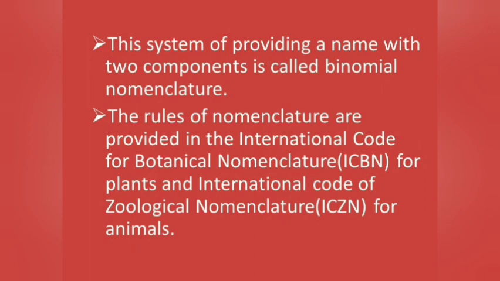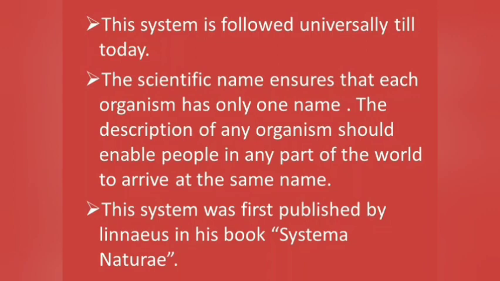The rules of nomenclature are provided in the International Code for Botanical Nomenclature (ICBN) for plants and International Code of Zoological Nomenclature (ICZN) for animals. This system is followed universally till today. The scientific name ensures that each organism has only one name. The description of any organism should enable people in any part of the world to arrive at the same name. This system was first published by Linnaeus in his book Systema Naturae.